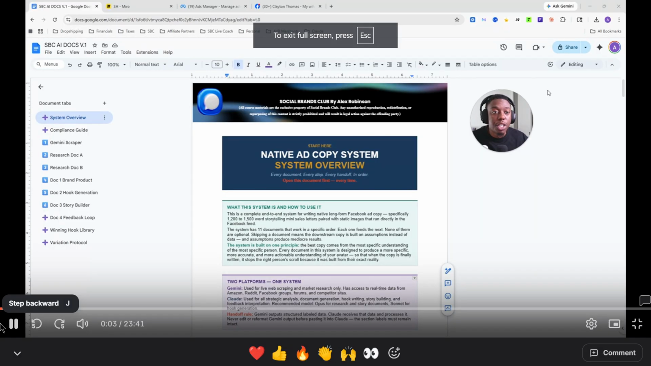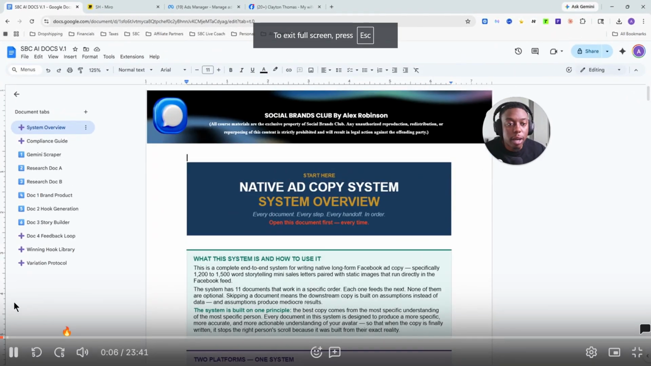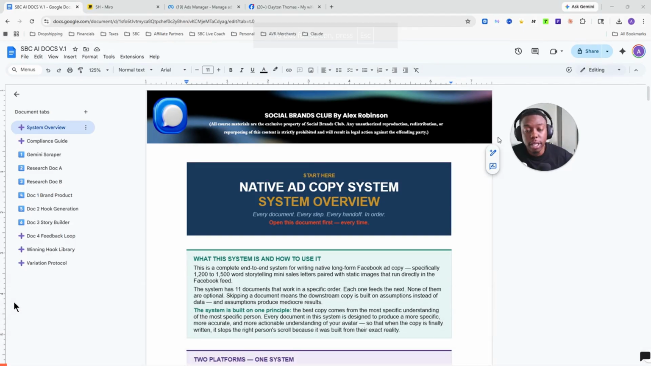In this training, we're going to break down each document and how it works, why you need each document, how it operates, and then we're going to actually go through. I want to make this very clear. I worked really hard on putting together these documents for you to be successful.